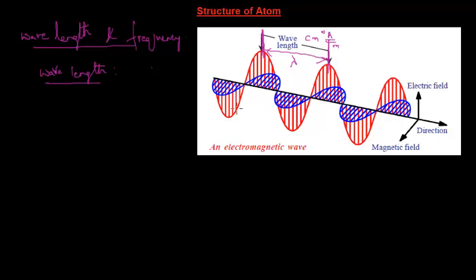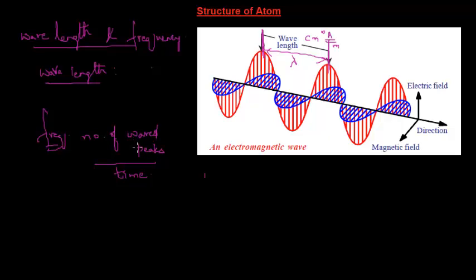And frequency. Frequency is the number of waves or wave peaks that pass by a given point per unit time. That means in a given fixed quantity of time, how many wave peaks are passing. We can also consider the troughs as well, but it is easy to consider the peaks. So, it is just for our convenience we are saying this.